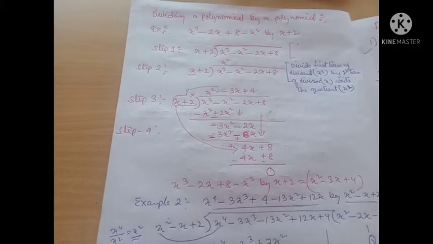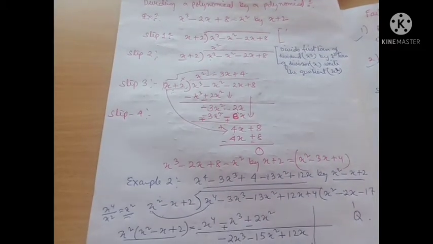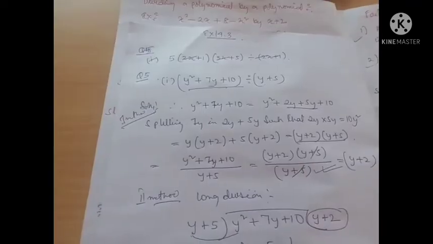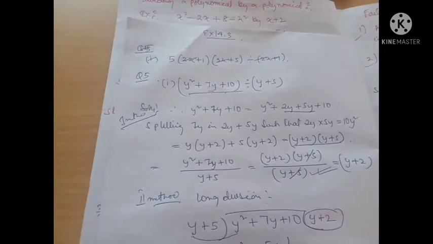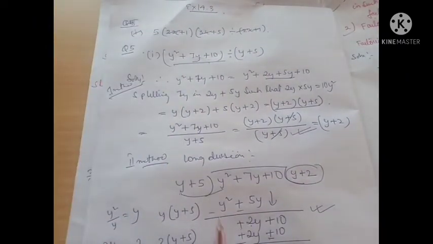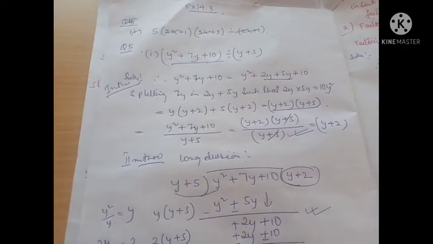So this is a step where we have already concluded in the last class. We have already calculated exercise 14.3 question number 5 by both methods. One is by the splitting method and one is by the long division method. Today also we are going to calculate one example for dividing a polynomial by polynomials.